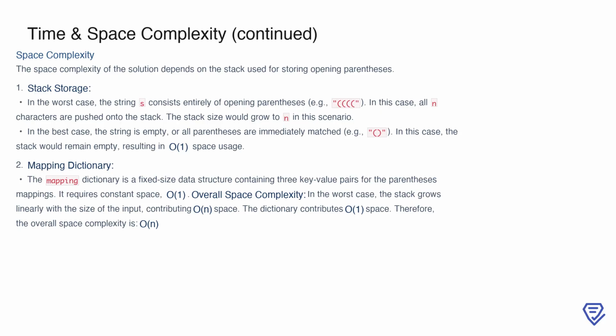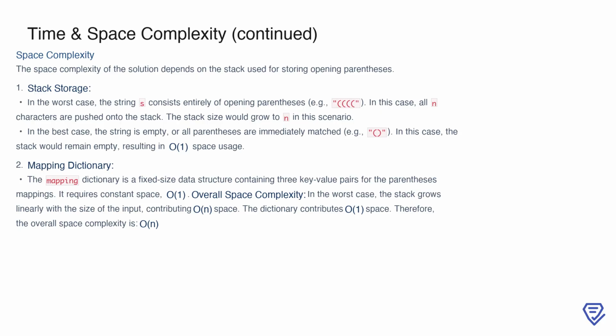The main factor here is the stack that stores opening parentheses. In the worst-case scenario, the string contains only opening parentheses, such as, so all n characters are pushed onto the stack. This makes the stack size grow to n, resulting in O(n) space usage. In the best case, the string is either empty or contains immediately matched parentheses, like. Here, the stack remains either empty or minimal, leading to O(1) space usage.